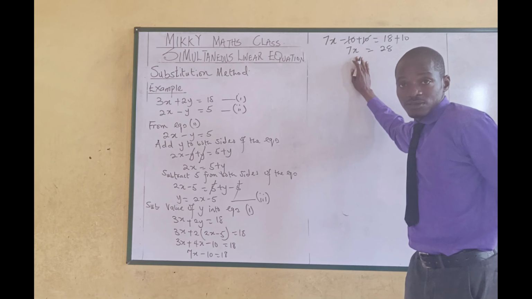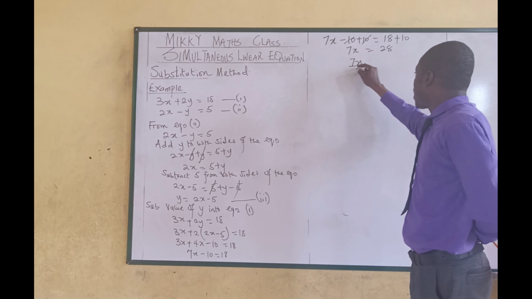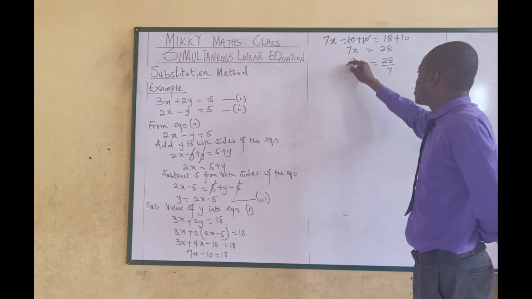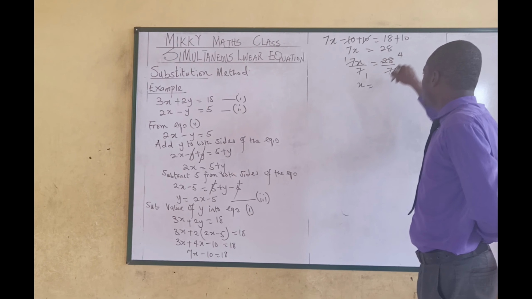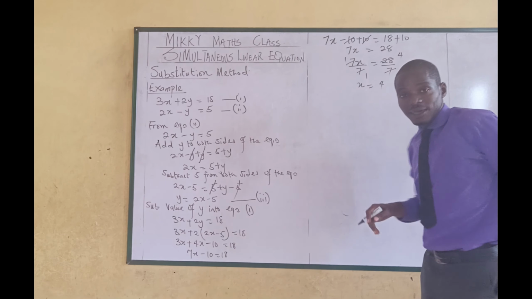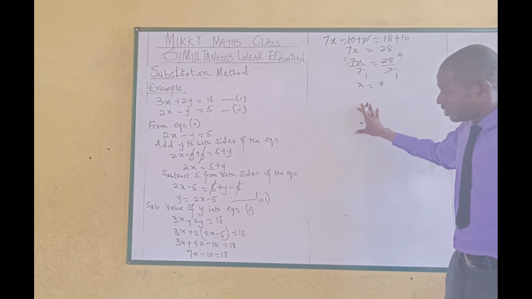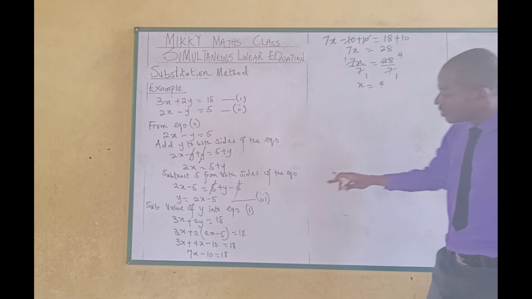Now I have gotten here, 7x is equal to 28. We divide both sides by 7 to get the value of x. 7 here 1, 7 here 1. x will be equal to 7 here 1, 7 here 4. So my x is equal to 4. Now we have gotten what our x is. How do we get y?